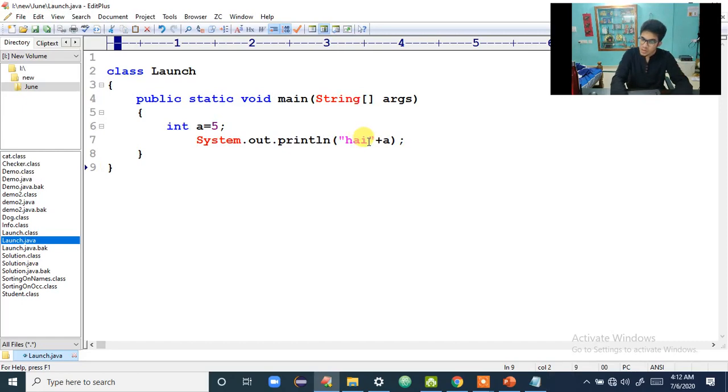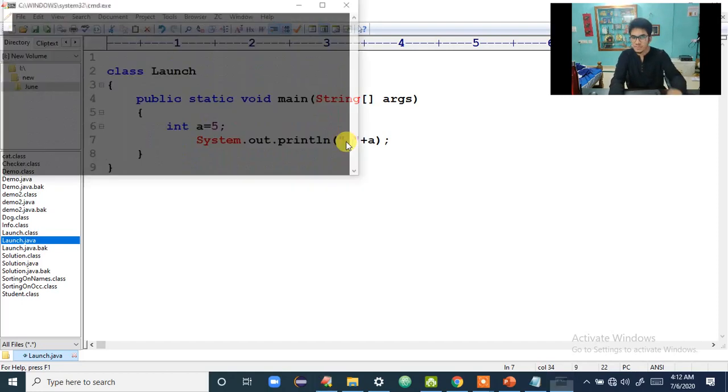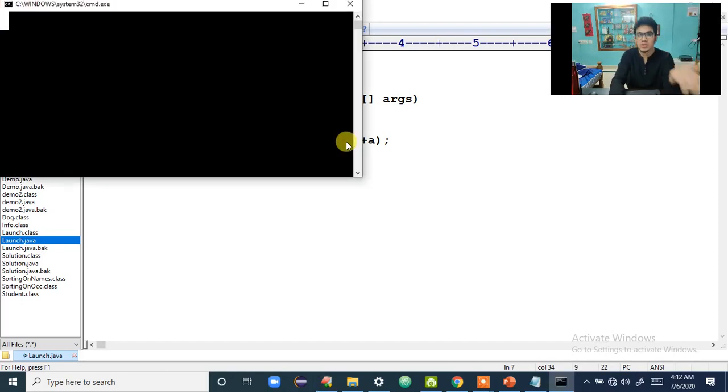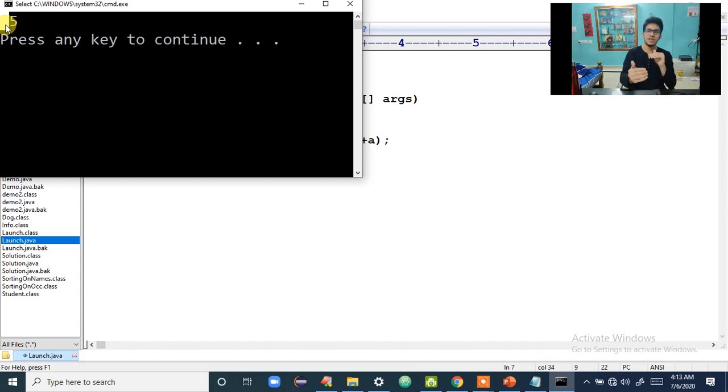Now what I want you to understand is, instead of giving "hi", what if I give a space here? How do I convert an integer 5 to string 5? This is that question. If I compile and execute, watch here. I got string 5, but can you see one extra space here? That is what I don't need. Which means I have not converted integer 5 to string 5. I have converted integer 5 to string space 5.